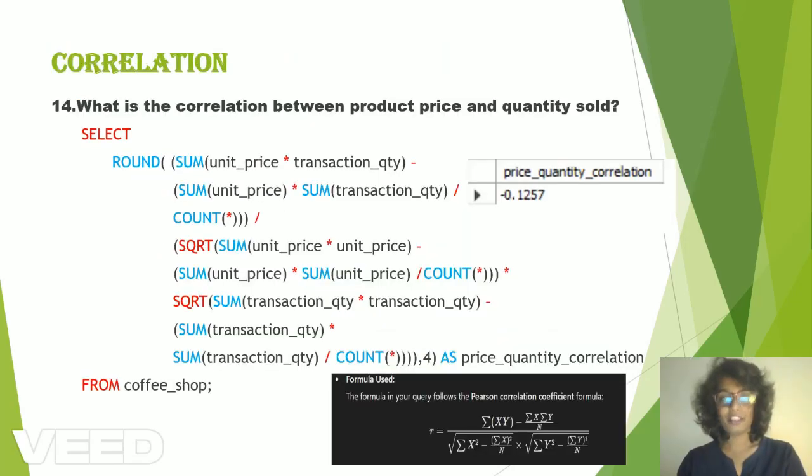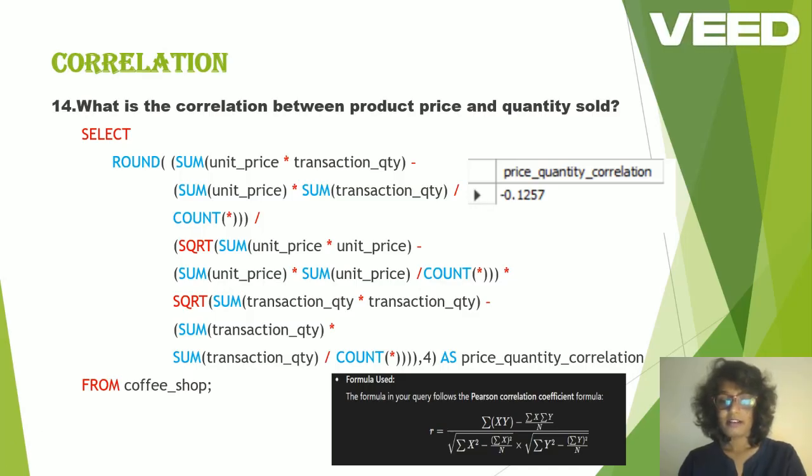Moving on to question number 14. What is the correlation between product price and quantity sold? Here, to find the correlation between product price and quantity sold, I have used Pearson's correlation coefficient formula. That is, r equals summation of xy minus summation of x times summation of y divided by n, divided by the square root of summation of x squared minus (summation of x) whole squared divided by n, multiplied by the square root of summation of y squared minus (summation of y) whole squared divided by n. By using this formula, I have calculated the correlation between product price and quantity sold.